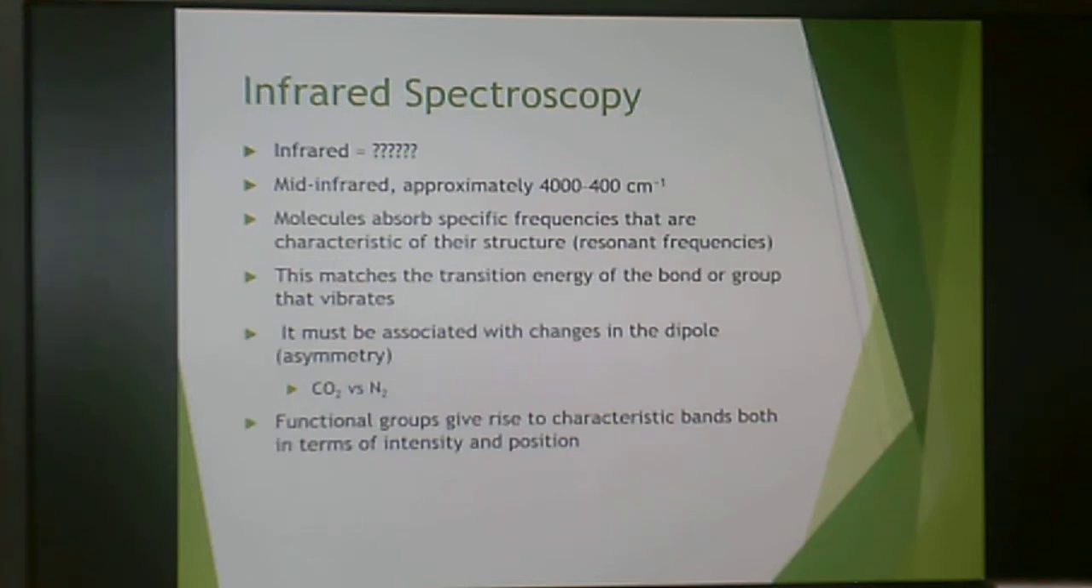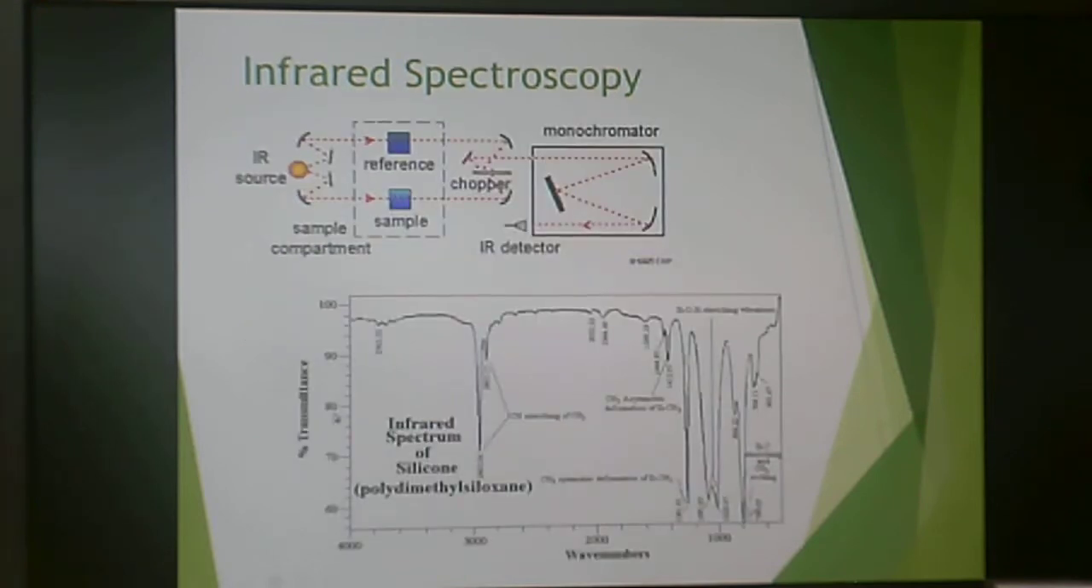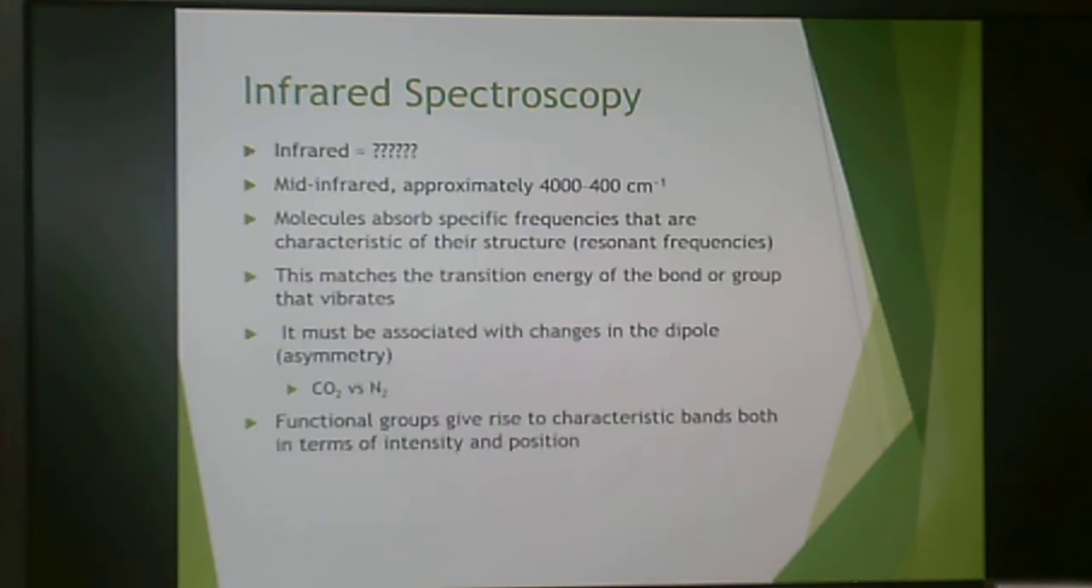You have to have a dipole or asymmetry in a molecule. So this is nitrogen, a symmetrical molecule. You won't see that in the infrared, but you will see carbon dioxide. Carbon dioxide usually hangs out right about here. So if you have a lot of carbon dioxide gas, like in the air, you will see it. Different groups of atoms or functional groups give rise to specific characteristic bands in both intensity and position on the spectrum. And from there, you can say, oh, I have a silicone, or I have a nylon, or I have a polyolefin.